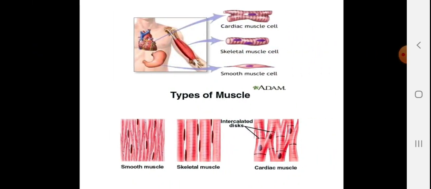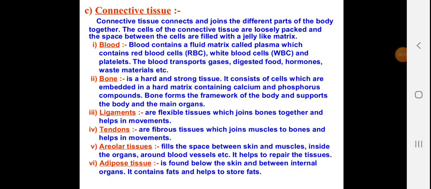You can see the types of muscles in the figures and where exactly they are found. You can find the smooth muscles, cardiac muscles with the multi-nucleus, skeletal muscles. Let's talk about the connective tissues.